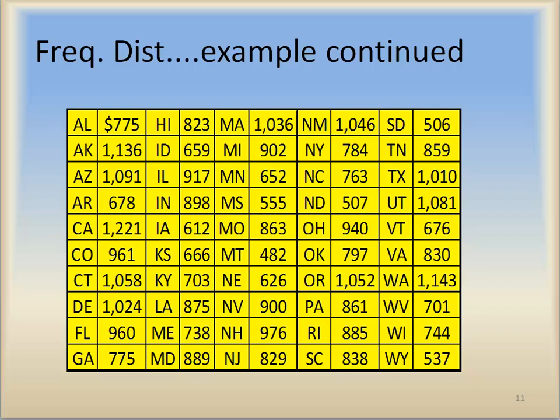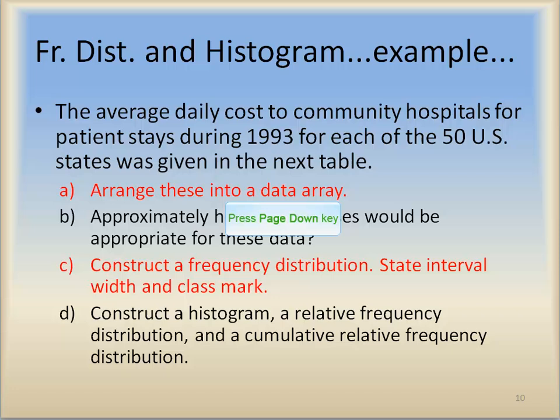Note that they are arranged alphabetically. So in Alabama, the average daily cost was $775, and then we go through Arkansas and all the way through to Wyoming in the bottom right hand corner at $537. The first step, if you recall, is to arrange these data into an array.